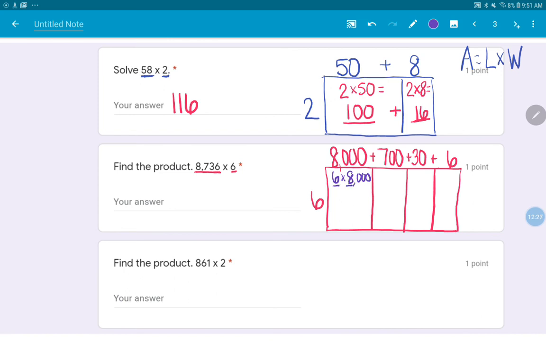What's 6 times 8? What is it, Christopher? What's 5 times 8? 40. So I need 8 more. Would be 48. And how many zeros do I need after 48? 3 zeros. So 48,000.